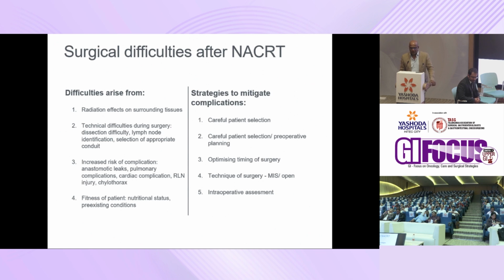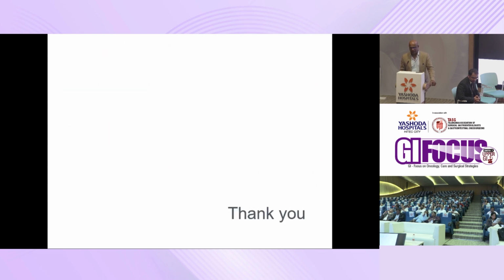So how do we mitigate this? By careful selection, preoperative planning, and optimizing the time of surgery. As of now, only 6 to 8 weeks is ideal. More than 10 weeks, it increases the morbidity as well as anastomotic leaks. So unless you don't want to operate and you just want to follow these patients with assumed pathological complete response, you can just follow up these patients and you can take up those patients whenever they have a recurrent tumor. Thank you.